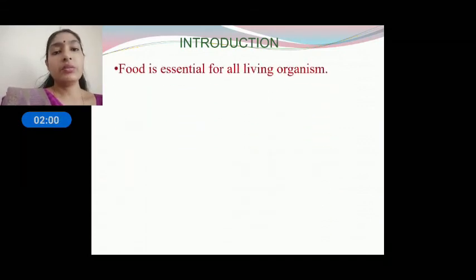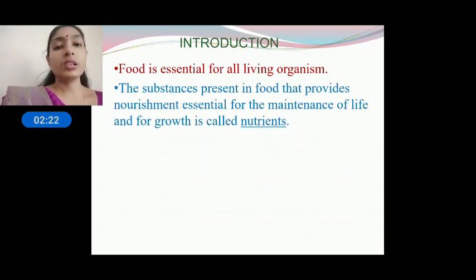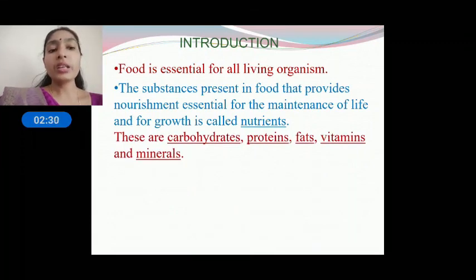Introduction. Food is most essential for all living organisms. We get energy and we grow, everything depends on our food. Food has substances which are most essential for our body's nourishment as well as growth and life maintenance. These are called nutrients. There are some nutrients present in the food, and only from food do we get nutrients. Carbohydrates, proteins, fats, vitamins and minerals are the common or essential nutrients.